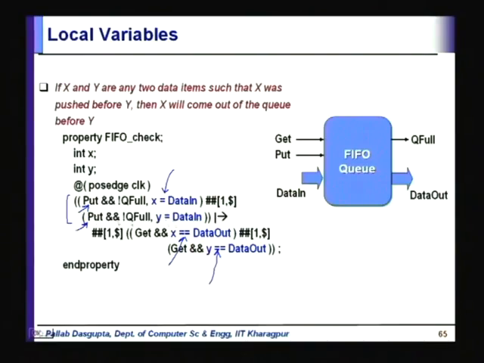Right. What this property is saying is that when the put is high, then if x and y are the data that are pushed respectively, then finally there should be some future time where you will get x, and then again sometime in future when you get, you will get y. That is all that this says. Now, does it answer your question?